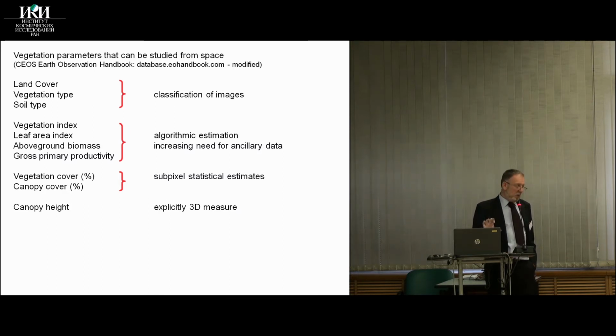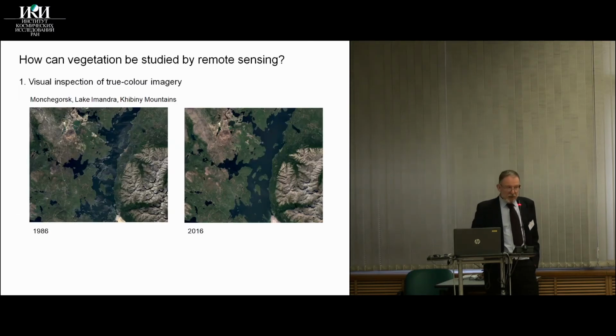I won't cover all of these in the same level of detail. There isn't time to do that. But what I will try to do is take an increasingly complex view of what's possible to extract from data. So if we start with the simplest idea of all, how can we study vegetation from remote sensing, specifically northern vegetation?